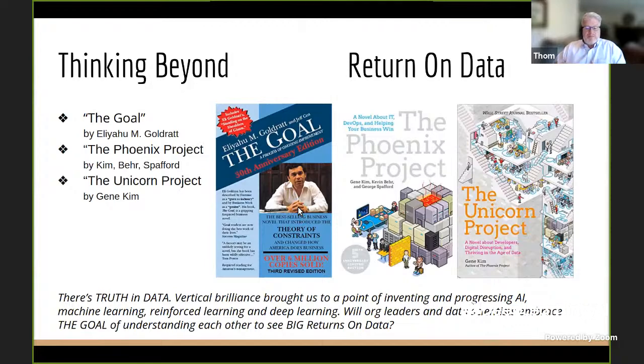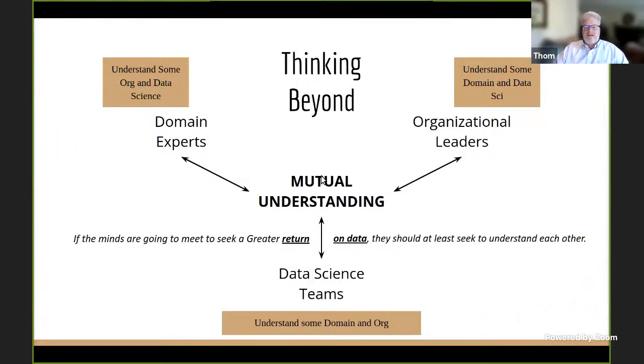Vertical brilliance brought us to a point of inventing and progressing AI, machine learning, reinforced learning, and deep learning. But what we need to ask is, will org leaders and data scientists embrace the goal of understanding each other, that see big returns in data? And so what do we need to do? Why is explainable AI so important?